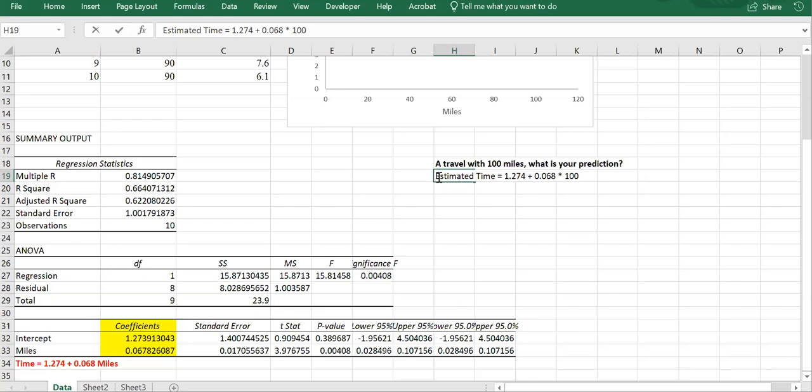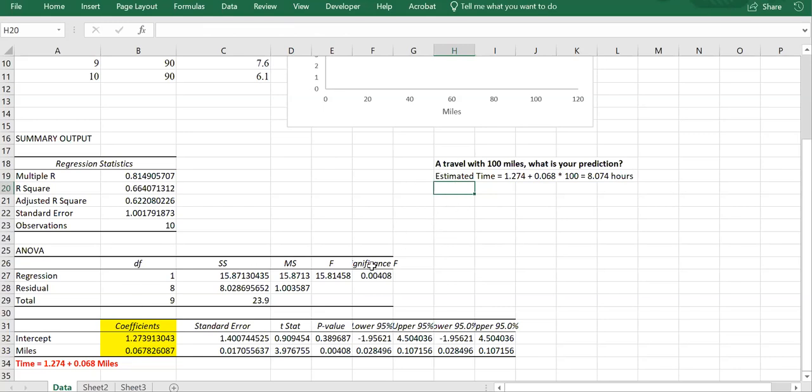And that would be 6.8 plus 1.2, that would be 8.074 hours. So I just plugged in the length of the travel into this equation, and that gives me the estimated time of the travel. All right, so this is how we use it.